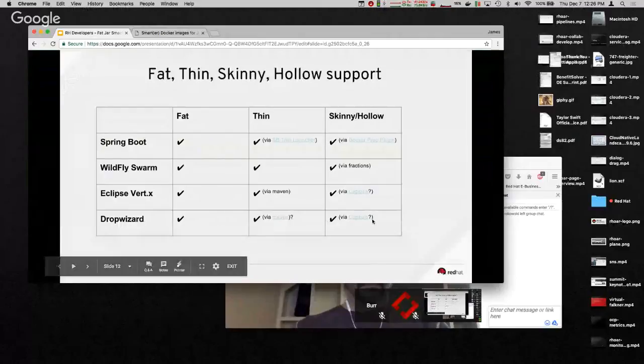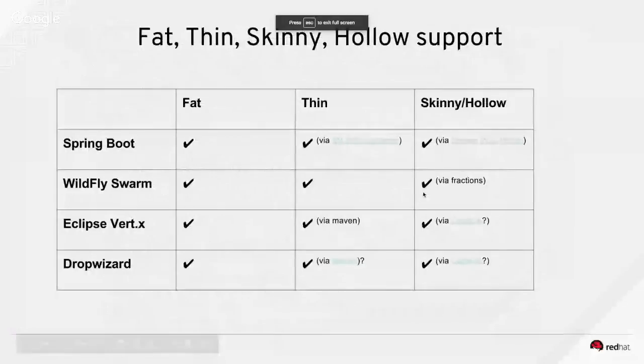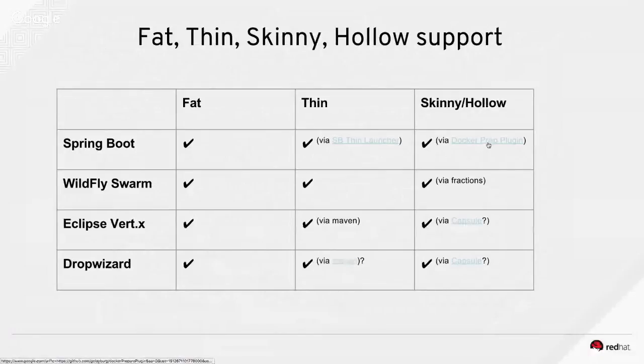And then for skinny hollow support, where you have the ultimate, smallest possible unit of deployment, or smallest possible unit of your container layer, Spring Boot has a mechanism written by another community member called a Docker prep plugin, which will actually split your application, its dependencies, and the runtime into 3 separate layers and give you a lot of control over that. So you can do it with Spring Boot via that. Wildfly Swarm, as we mentioned, has the concept of fractions, where you can extract all of the dependencies of your app into separate fractions and then reuse those in your corporate developer pipeline. Vert.x and Dropwizard, I believe you can do this as well.